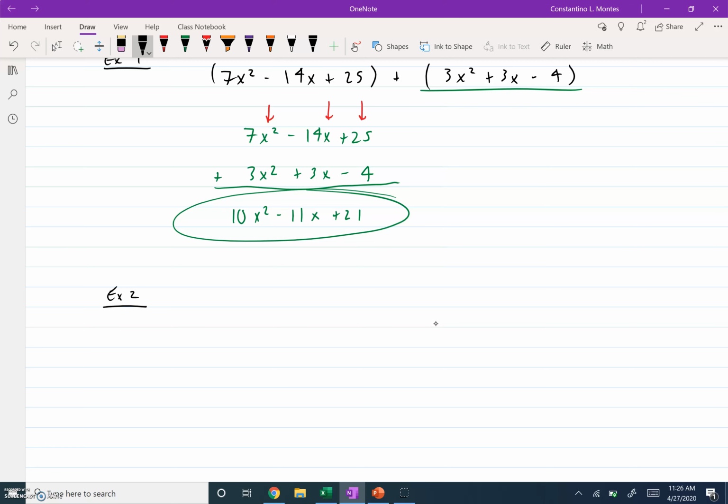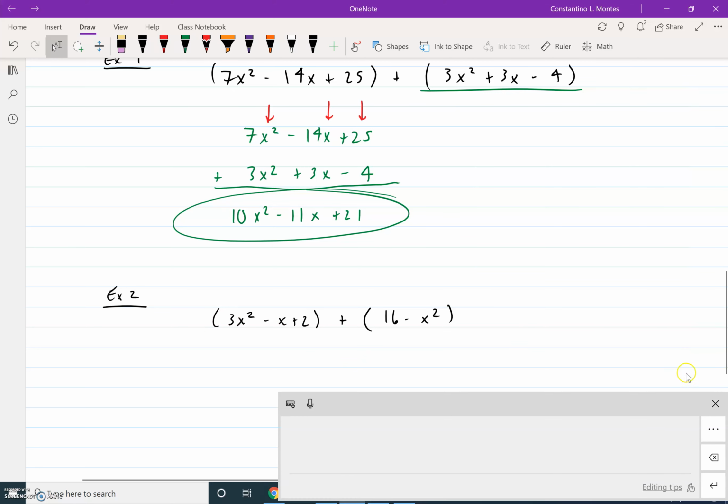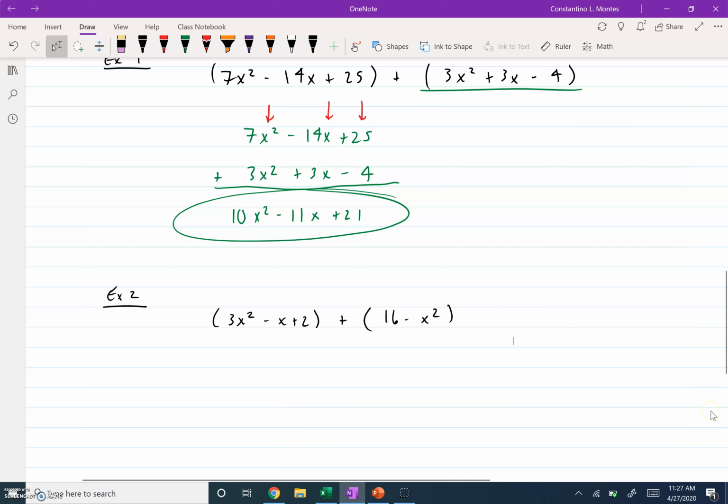So suppose I wanted to add 3x squared. The instructions are still the same, adding 3x squared minus x plus 2, this polynomial, plus 16 minus x squared. Alright. This one looks a little bit different. The one that we have here is a trinomial, and here we have a binomial.